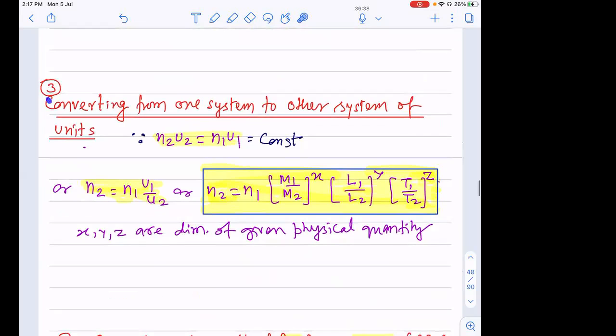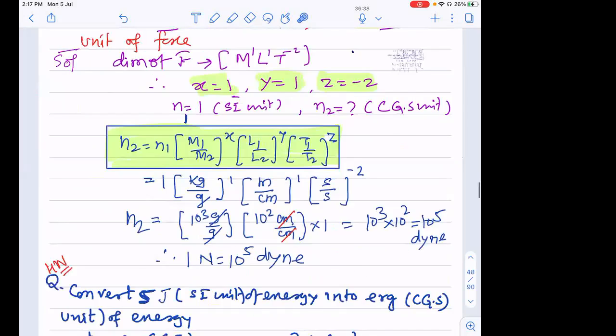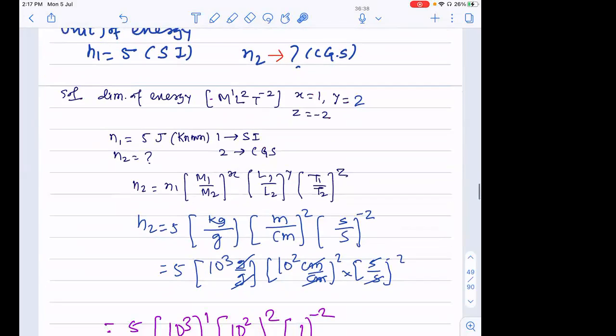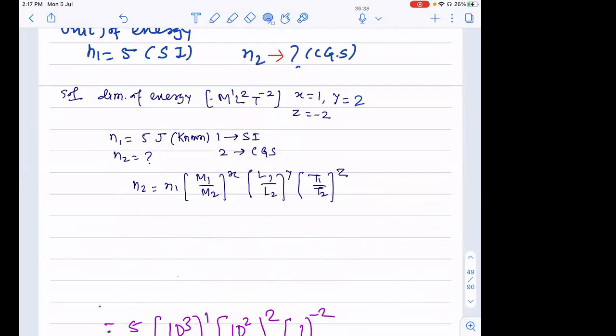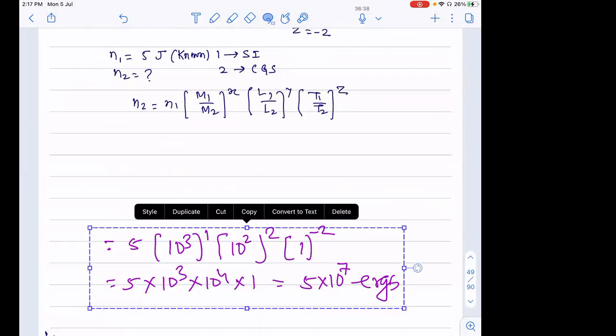Here it is, the third application of the formula: converting from one system of units to another. We have to put in the values of n1, M1, M2, X is also known, L1, L2 is also known, Y and T1 by T2 is also known, and Z is also known. So let's write the formula first. After writing the formula, let us solve it completely.